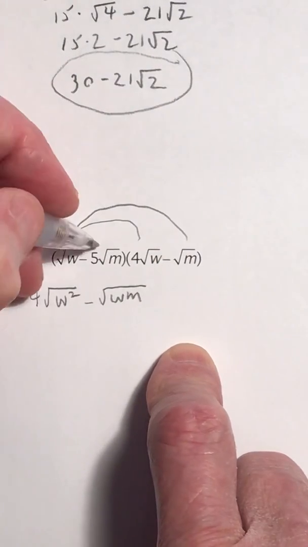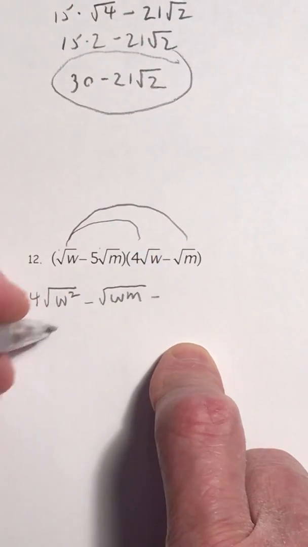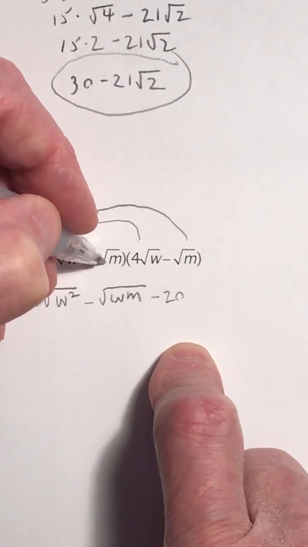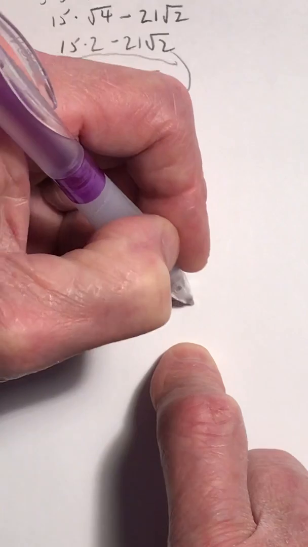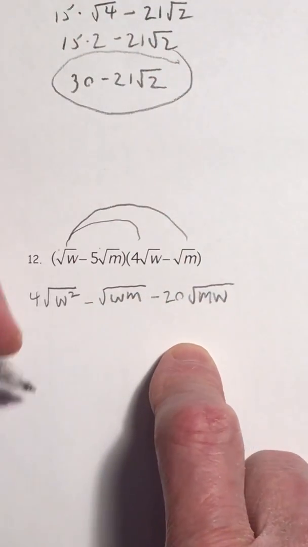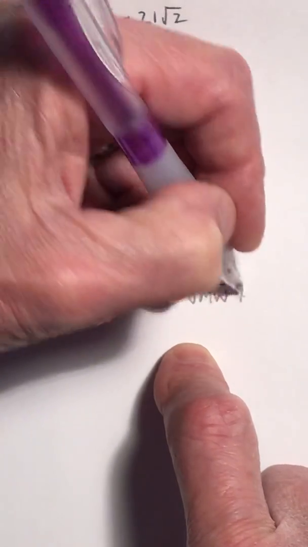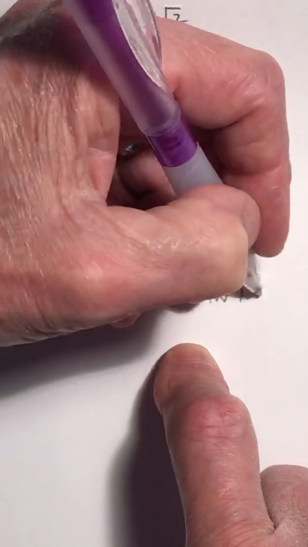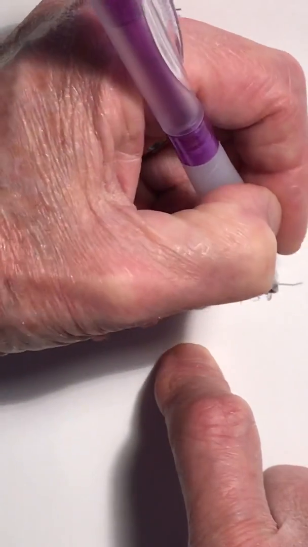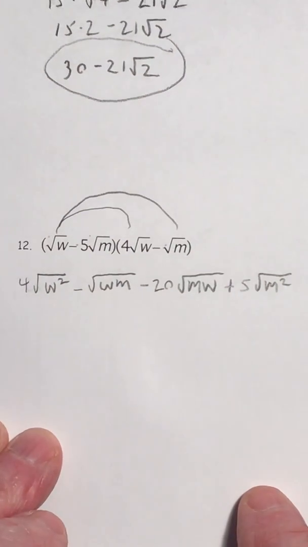Use that up. Now we move on to this. Minus times plus makes minus. The 5 times 4 makes a 20. And the root m times the root w makes root mw. And last multiplication step, minus times minus makes plus. And the 5 stays out in front. And root m times root m makes a root m squared. Can we do more? Yes.